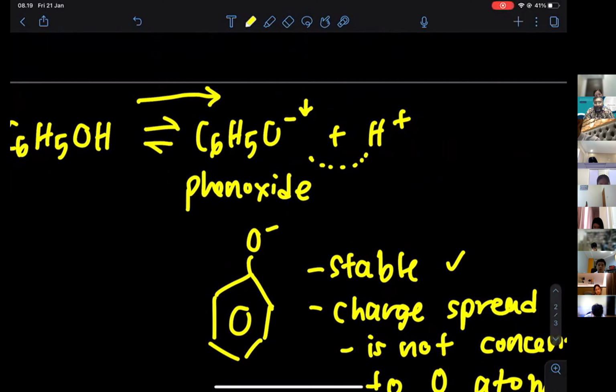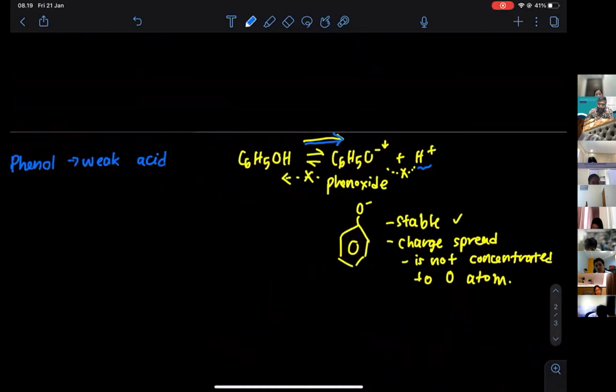These negative and positive charges are supposed to attract, but if you have less negative charge, the reaction between them is not going to happen. Therefore, the backward reaction to form the phenol is not favored. That strengthens the forward reaction to form more phenoxide, and in that process you increase the H plus. So you have a better weak acid compared to ethanol and water. For ethanol, it's the other way around.